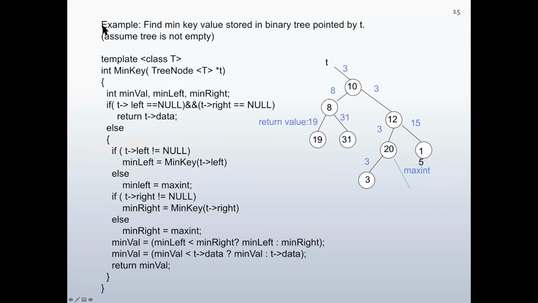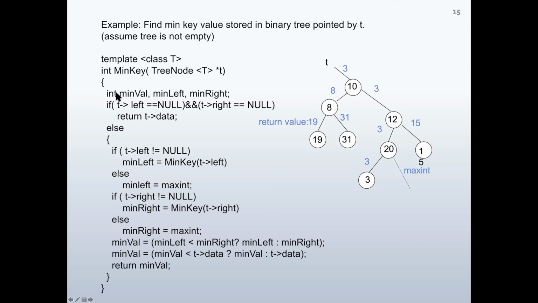It is 3. In this example, we will consider the function minkey, which will find the minimum key value stored in a binary tree pointed by t. We assume that the tree is not empty. The function is going to be implemented as a template function. We have input to the function t, which is the pointer to the root of the tree for which the minimum key value is to be determined. And that value will be returned from the function as an integer.